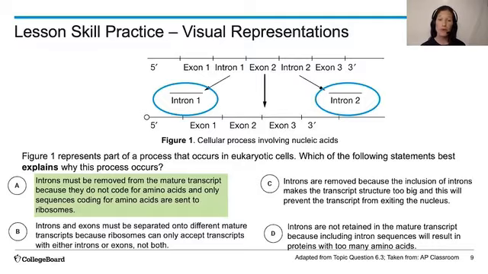Introns must be removed from the mature transcript because they do not code for amino acids, and only sequences coding for amino acids are then sent to ribosomes. So we have those two blue circled introns that are removed, and we're doing that so that they are not included in that final transcript, that mature transcript that's sent to the ribosome.